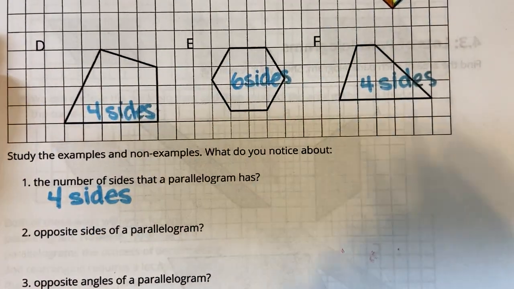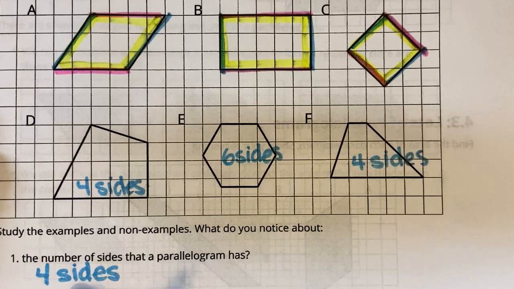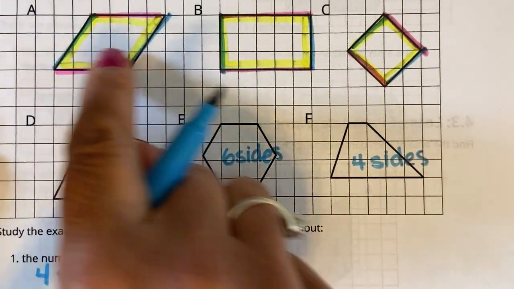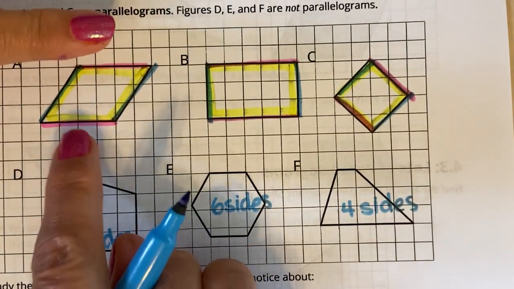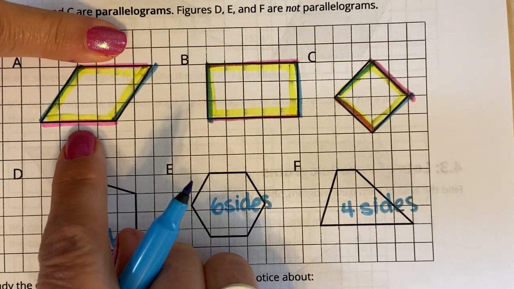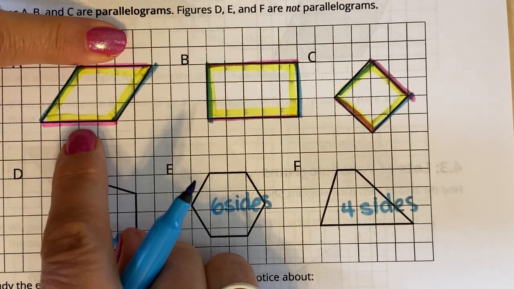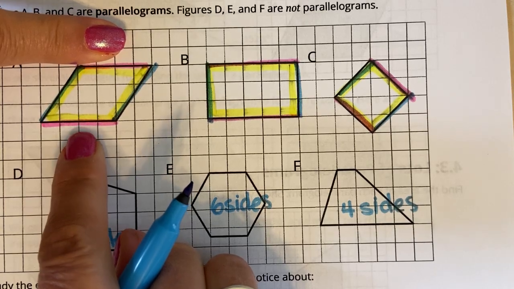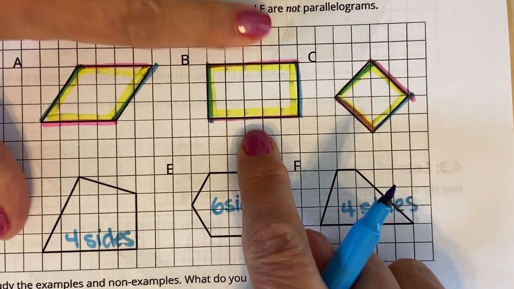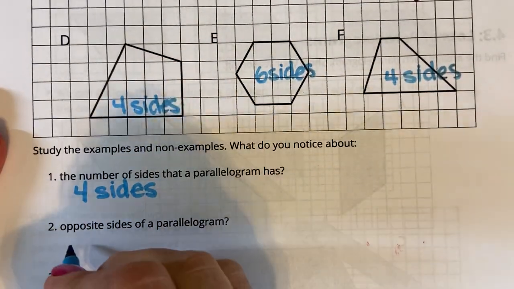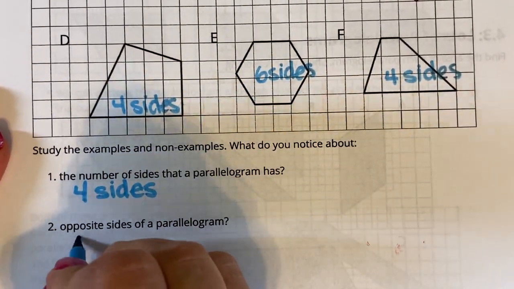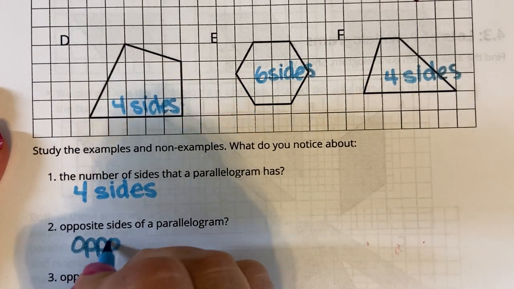So that's what makes it a parallelogram: it's a 4-sided figure with 2 pairs of opposite sides that are parallel. This side and this side are parallel to each other. This side and this side are parallel to each other. And all that means is that they're equal distance apart, okay? They will never touch. So I know that the opposite sides of a parallelogram are parallel.